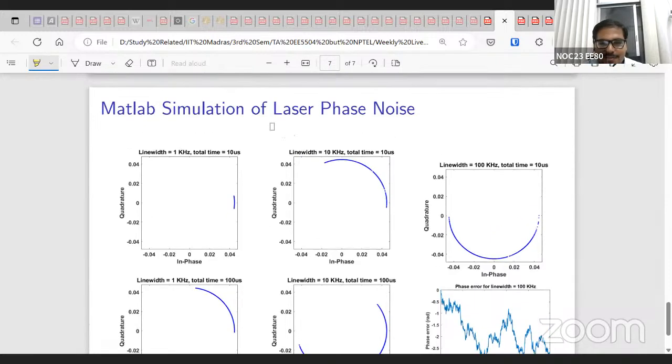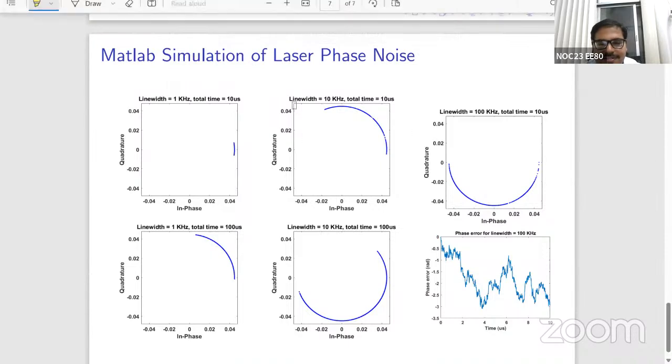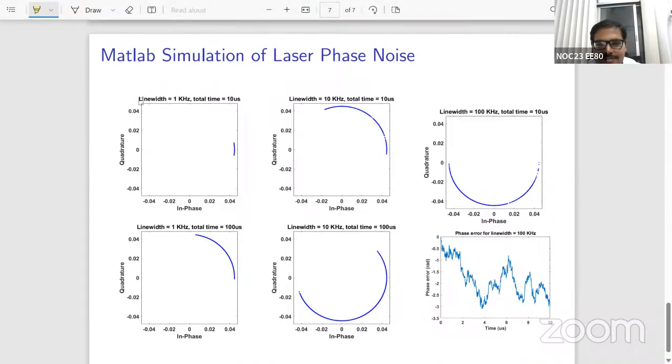These are a few simulation results from simulating only phase noise for lasers. So you can see plots for a given line width, and if you increase the total time, we're showing a constellation diagram. It gets blurred. For the same time period, if you increase the line width, you again get more phase noise that you can observe in the constellation. And this is a simulated random walk process that is being used to get the phase error values. And these phase error values are being used to calculate this constellation.